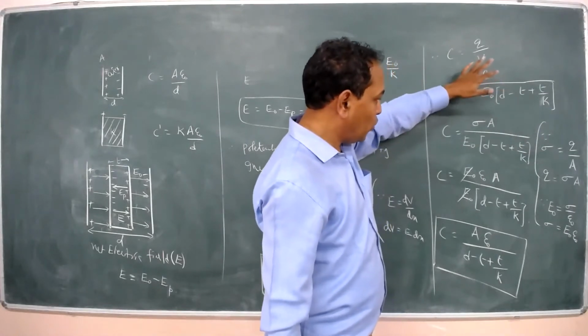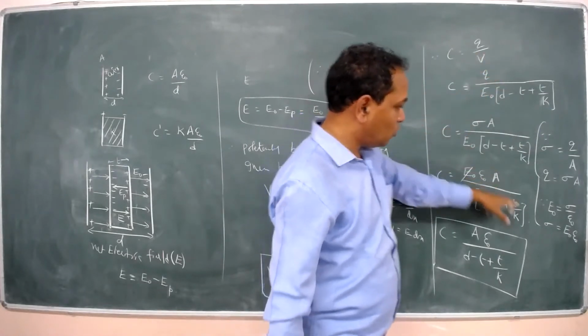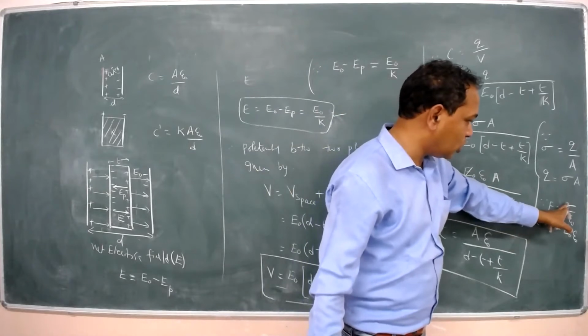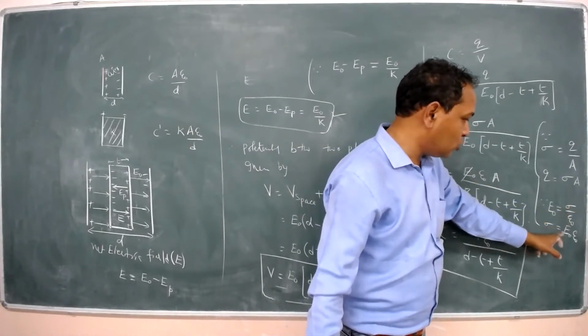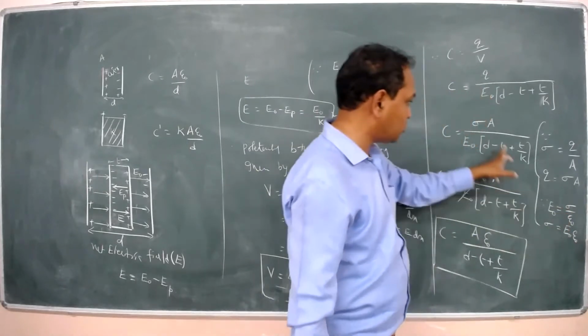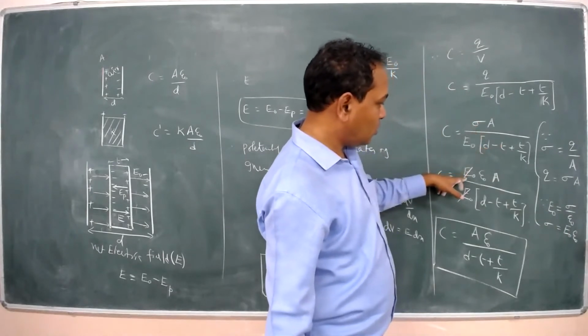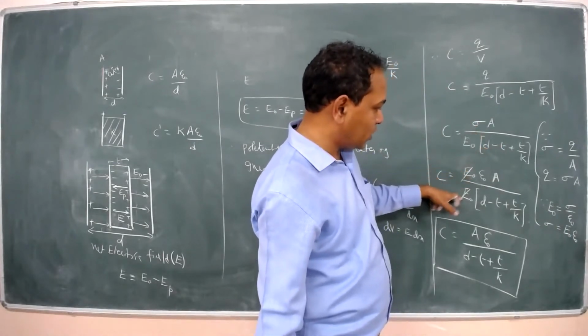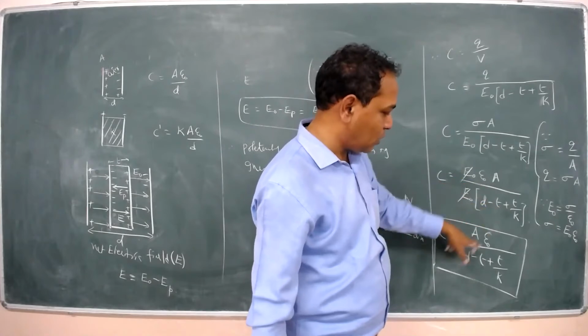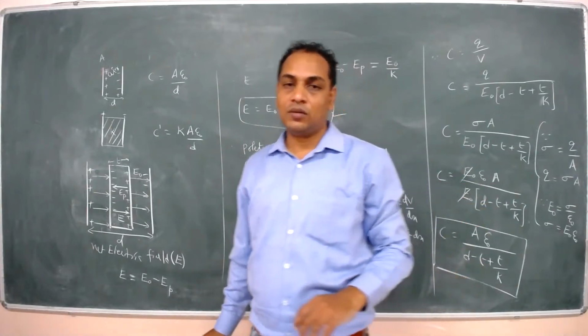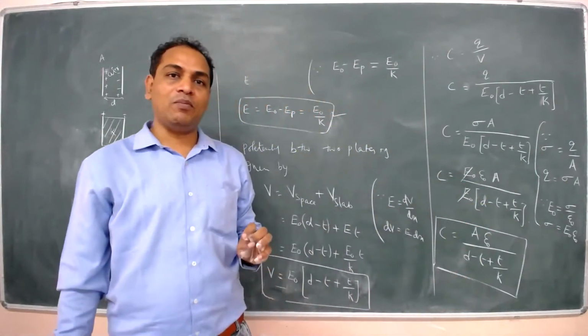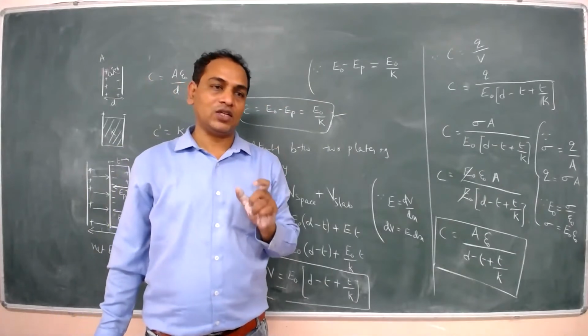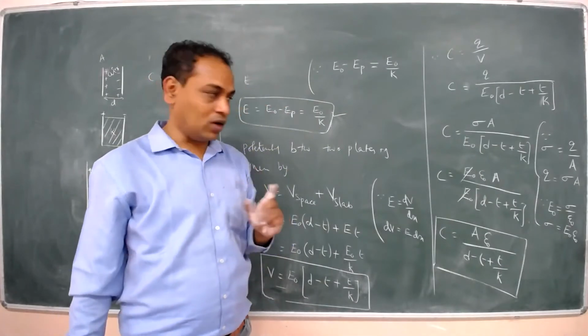From this again, we know the sigma value: E naught is equal to sigma by epsilon naught, so sigma is equal to E naught into epsilon naught. This value we can substitute here. Therefore, E naught will get cancelled. Therefore, A epsilon naught by this value will give the capacitance of a parallel plate capacitor when the dielectric slab is partially filled.